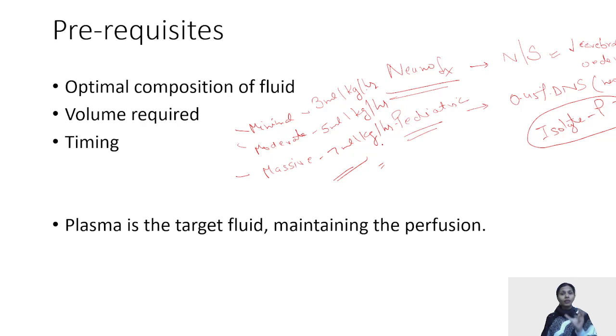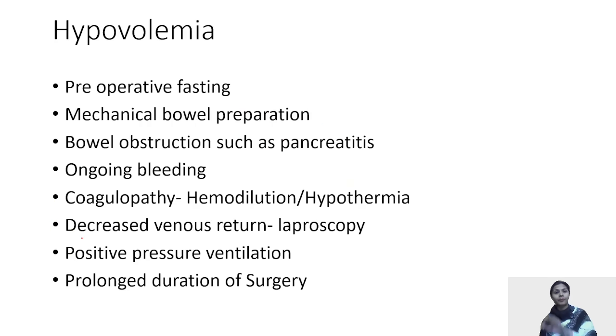Lastly, one thing that you all have to be very clear of, and it is asked, is that ultimately it is the plasma, that is the volume of the plasma, that has to be maintained in order to maintain the perfusion of the organs. So what is the target fluid? It is the plasma, which is the target fluid in order to maintain the perfusion.